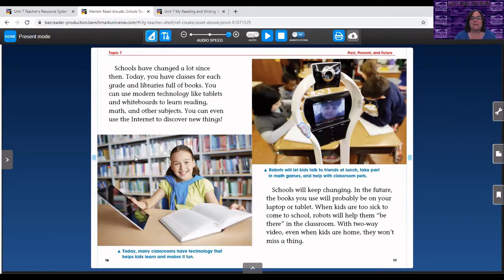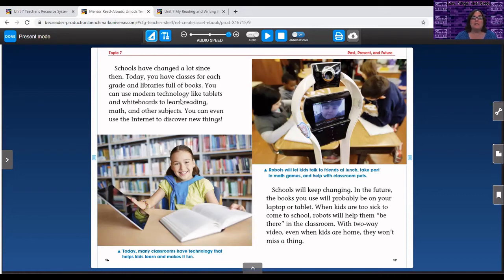You can even use the internet to discover new things. All right, so now we're talking about today, the present, right now. And it sounds like how we are at school. We have classes for each grade. I only teach first grade. Other teachers teach second grade, third grade, and we do have libraries full of books. And in the classroom, we had a lot of books too.